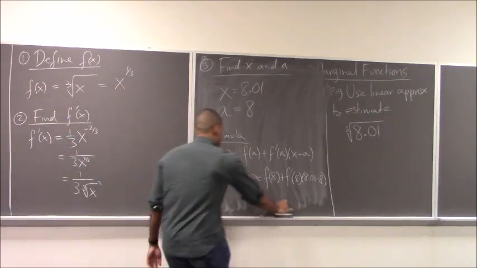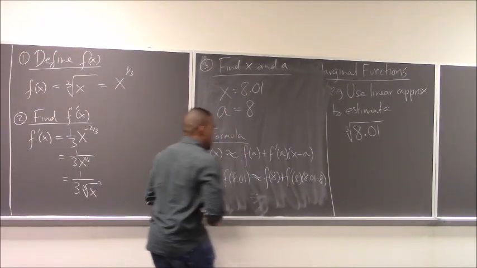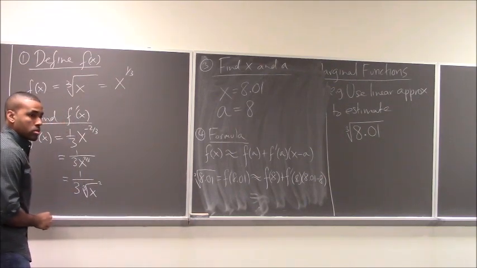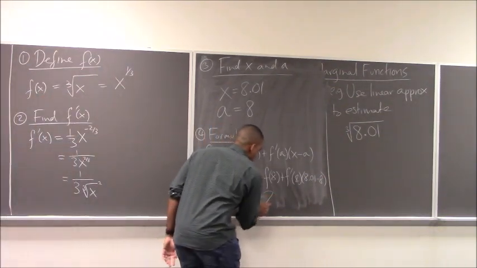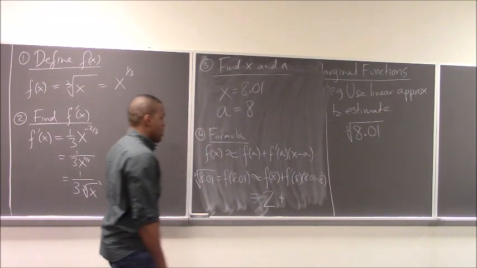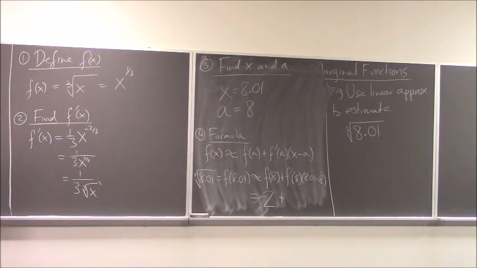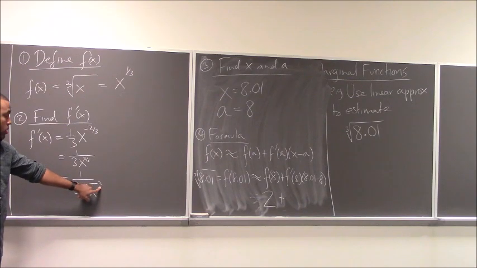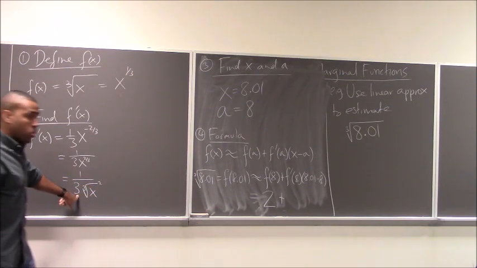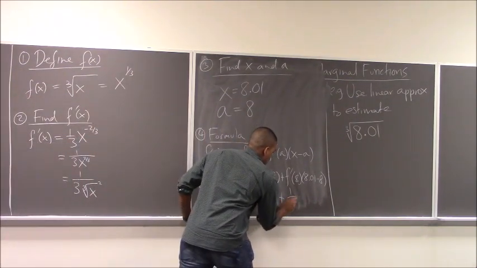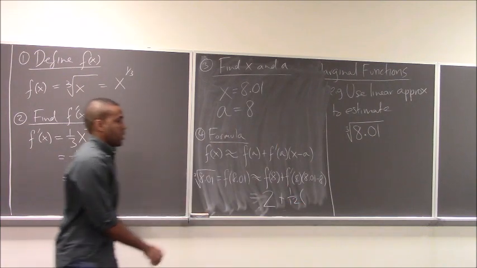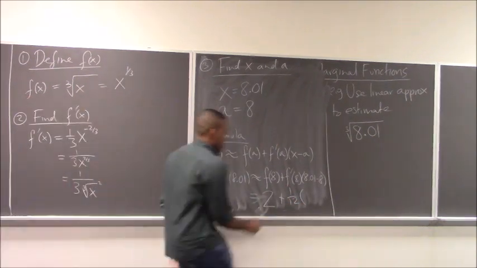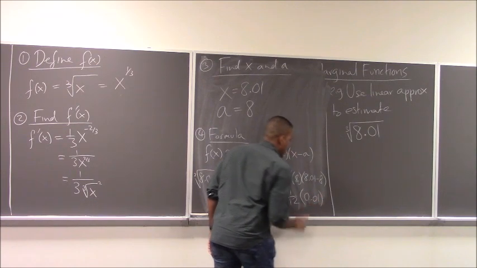And now we just find the numbers. What's f of 8? 2. It's just 2. Plus, what's f prime of 8? Plug in 8 here. 1/12. Right, so if I plug in 8 here, take the cube root of 8, I get 2. Square that, I get 4. Multiply by 3, I get 12. And 8.01 minus 8 is just 0.01.